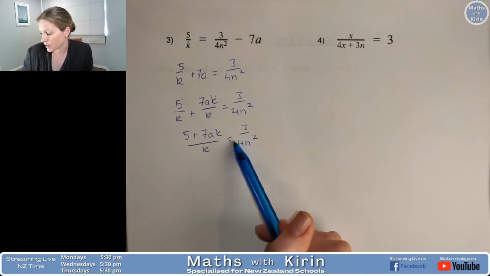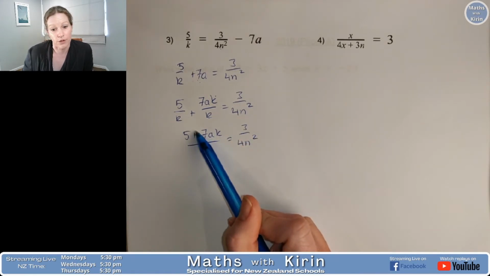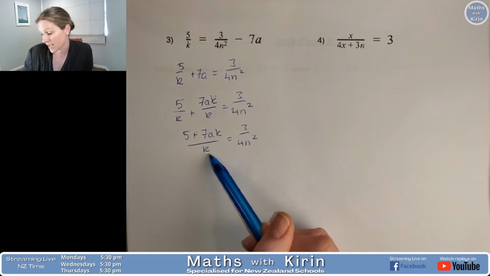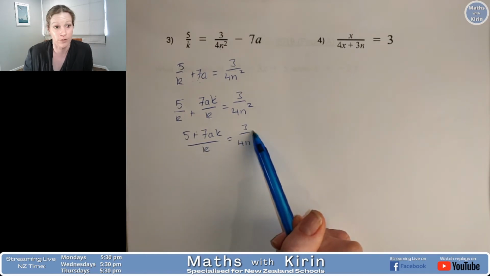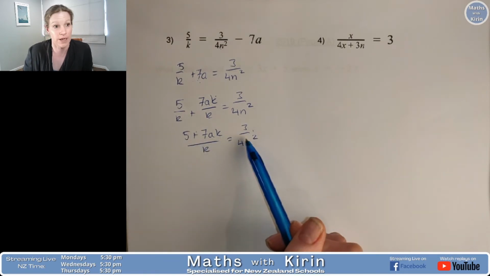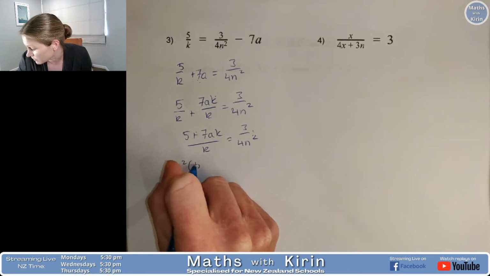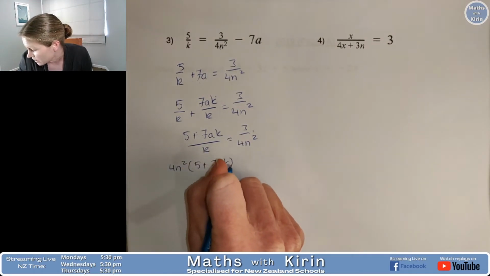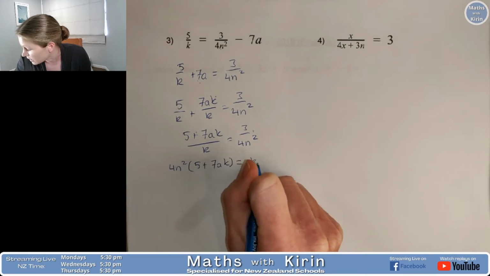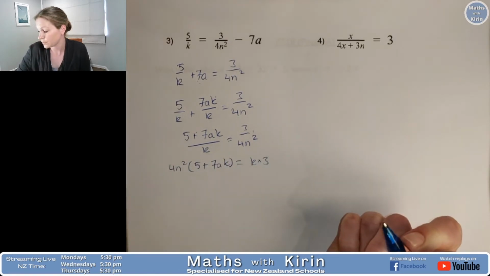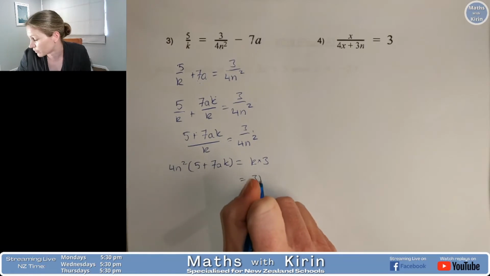From here, I'm going to take my 4n squared and multiply it by the numerator on the left, and I'm going to take the k and multiply it by the numerator on the right. And once I've done that, I've eliminated those fractions. So we get 4n squared times (5 plus 7ak) is equal to k times 3, which we would normally write, okay?